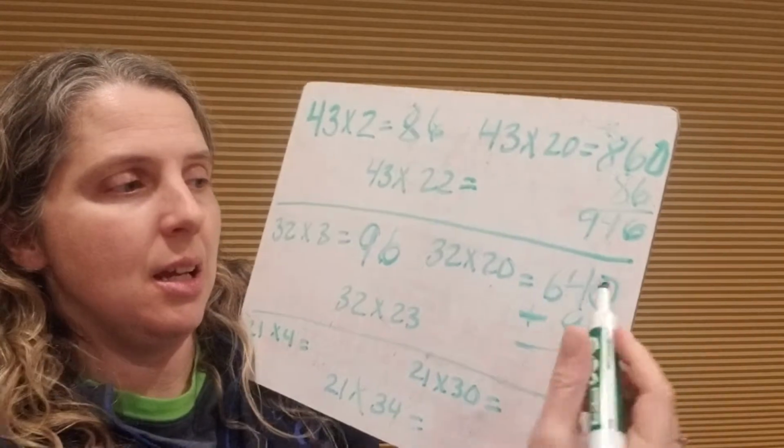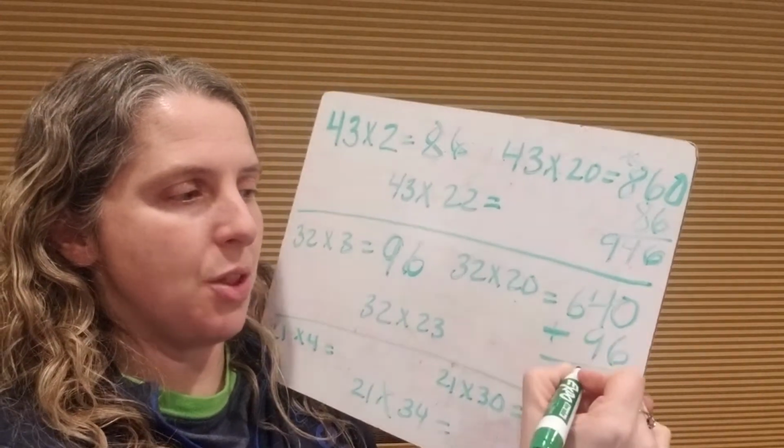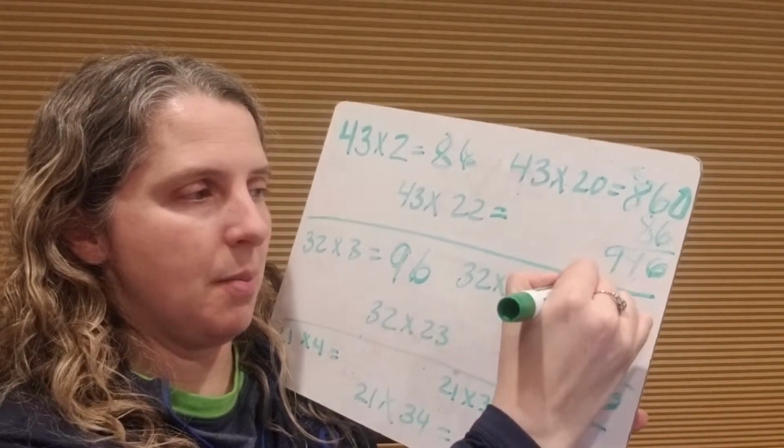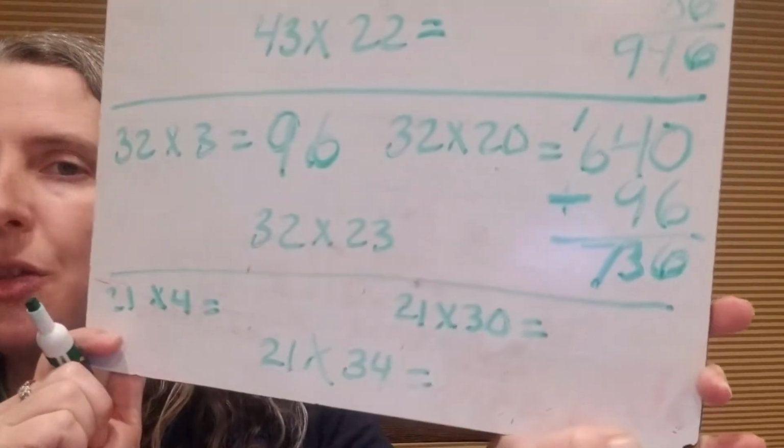Let's add and see. 6 plus 0 is 6. 9 plus 4 is 13. Carry my 1 up there. 6 plus 1 is 7 in the hundreds place. It's 736. We did that correctly.